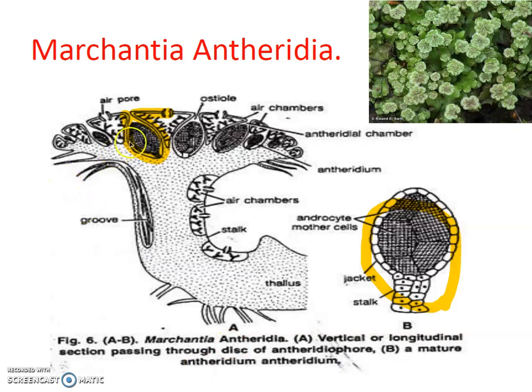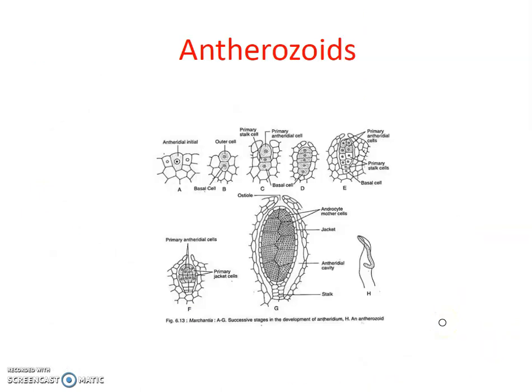Many antheridia are formed on the upper surface of the disc-like structure. It is called the male receptacle. This is the structure of antheridia. These are the sperms produced here. They are called sperms or antherozoids. Two names we can use.